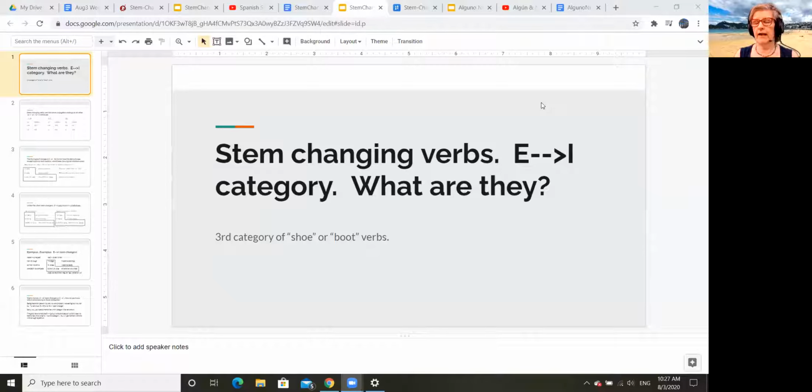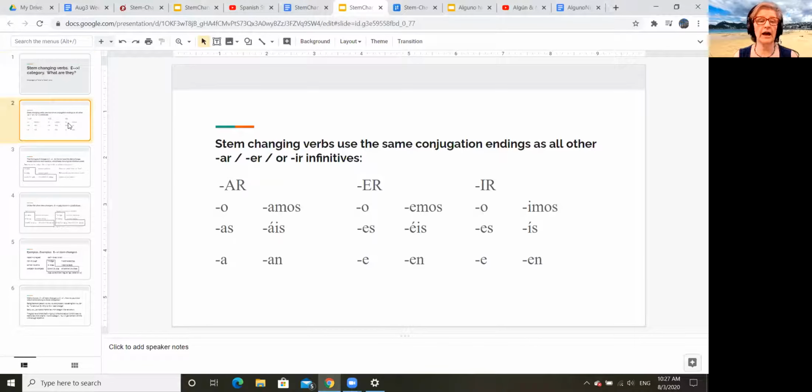This we take last because it is the smallest category. There are fewer verbs than the E to IE category. There are even fewer than there are of O to UE. It is a small category. However, there are a number of verbs that are kind of important that fall into this category.